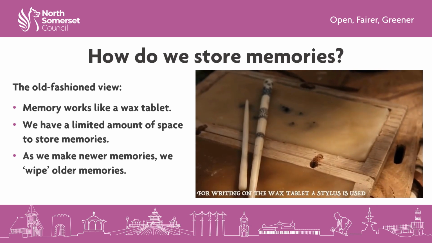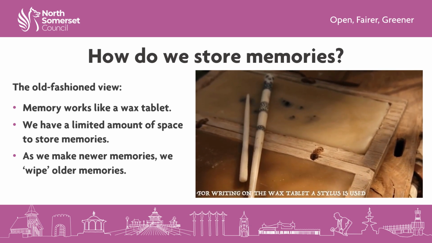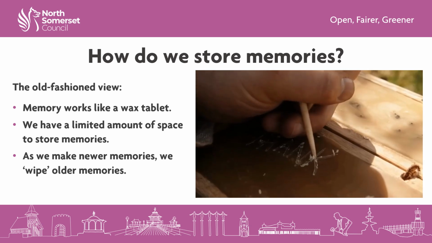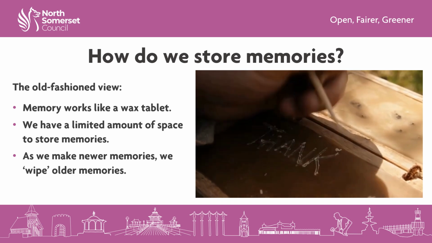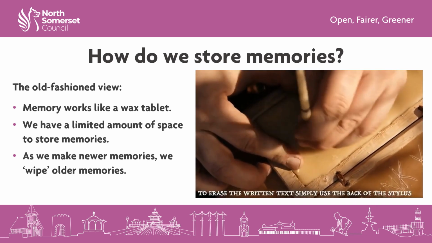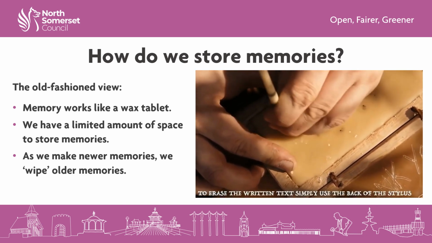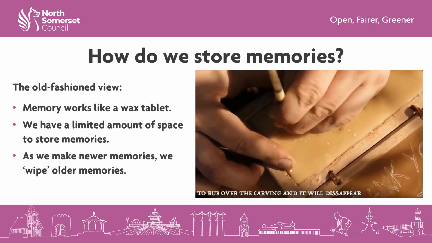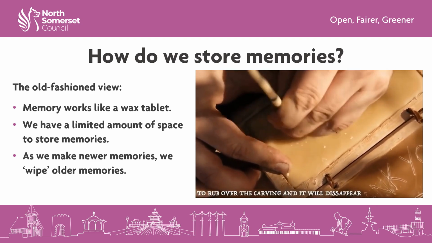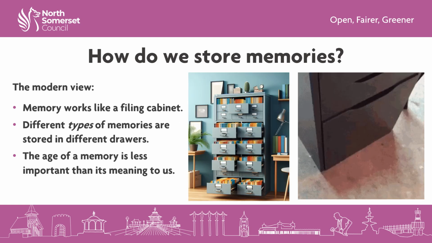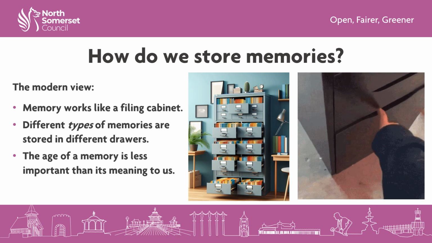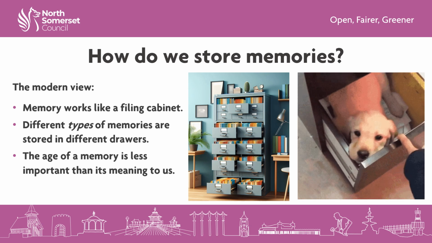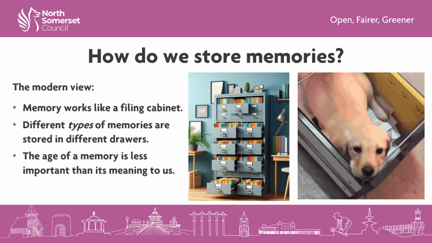So let's start by thinking about how our memories work. In the past, the most common analogy for memory was the idea of the wax tablet, which gave us the view that the newest memories were the clearest and older memories gradually faded away as new ones were written over them. The more modern view is that memory is like a filing cabinet and that we have different drawers for different types of memories. For example, memories about how we do physical things like riding a bike, or memories about emotional events like the birth of our children or our first days at school.